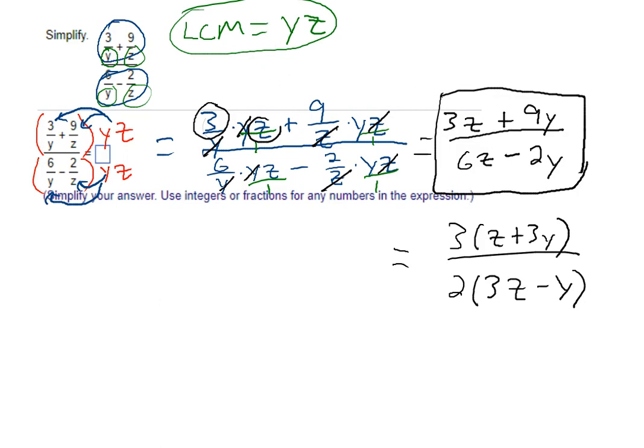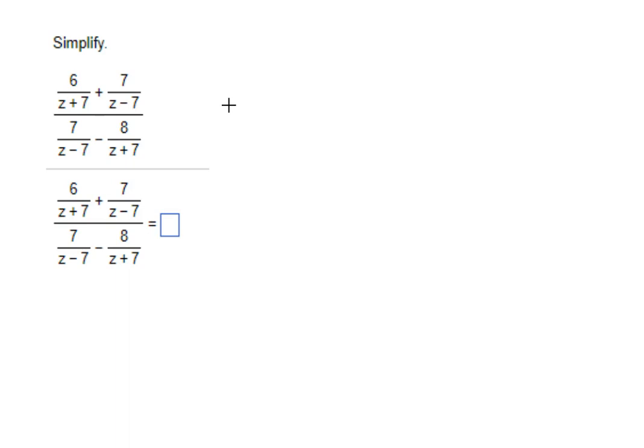Okay, let's try the same kind of problem here, but just a little more complicated. So here, the denominators are a little more complicated. So the LCM, the common denominator, is going to be a little bit more complicated. First you want to factor all of your denominators. I'm going to mark it up on this. z plus 7, z minus 7, z minus 7, z plus 7. So you want to have those factored first.